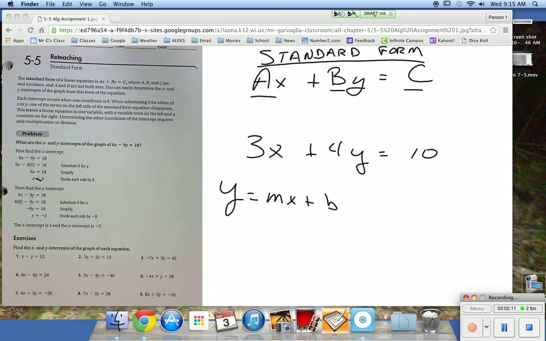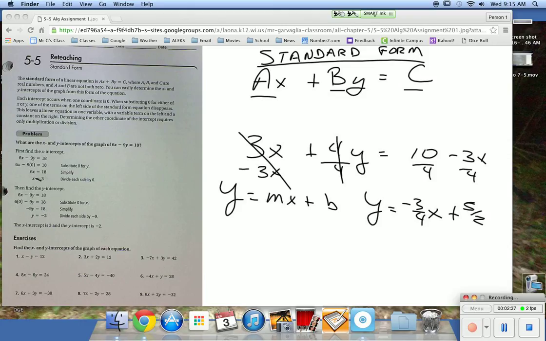I can do that because all I have to do is get my y by itself. Subtract 3x from both sides, that goes away, and divide by 4. Divide by 4, divide by 4. And now I have y equals negative 3/4 x plus, if I reduce that, 5/2. I've taken a standard form and put it into slope-intercept form.